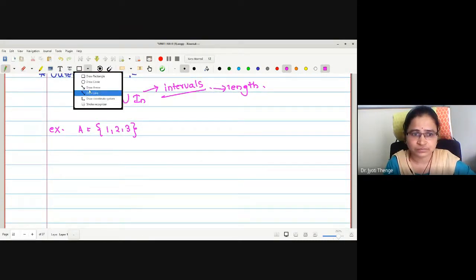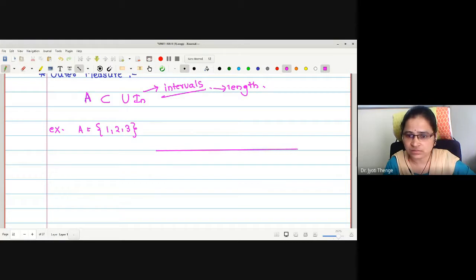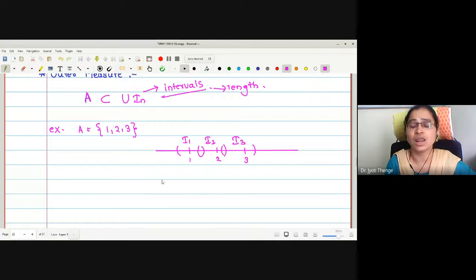What do you think, students? This is number 1, number 2 and number 3. How many open coverings can I find? I just want open intervals. Therefore, let us mark the intervals like this, covering all the points. The first interval I call I1, the second I2 and the third I3.